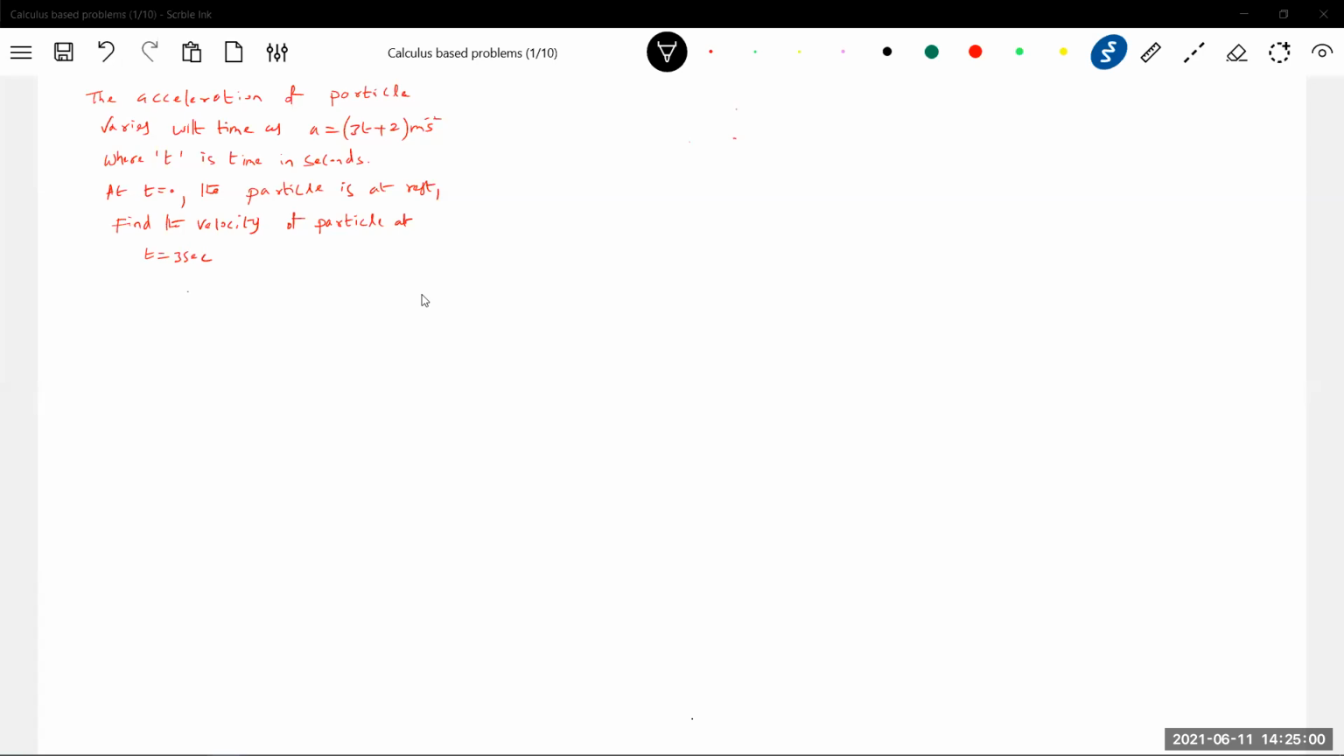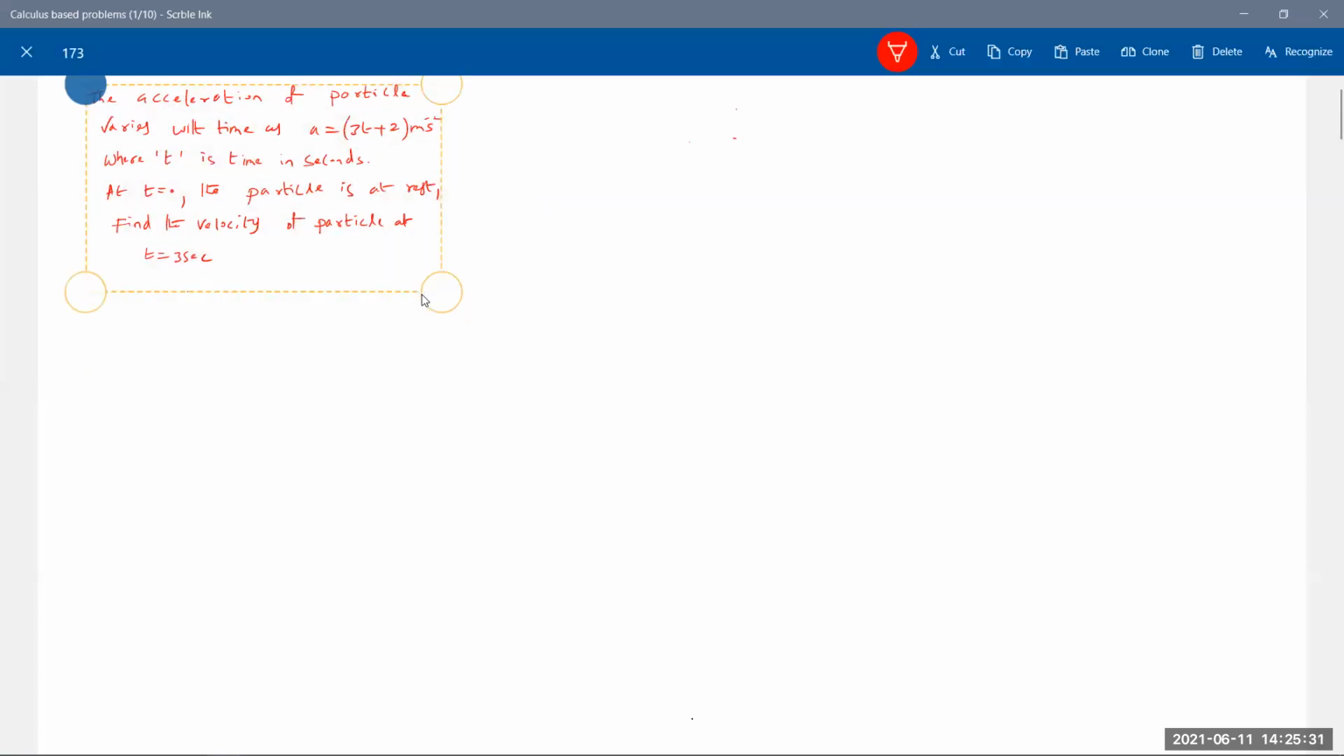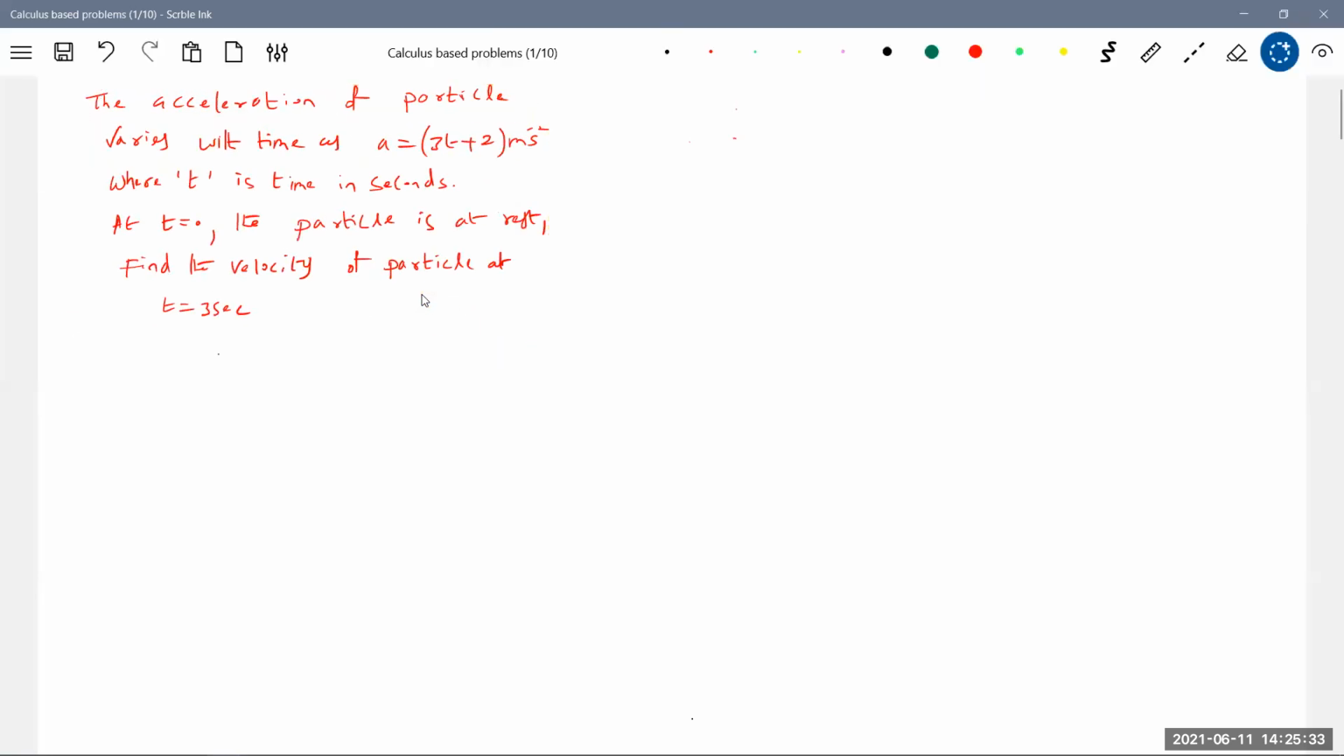So let's directly begin with a situation. It'll be easy for you. The acceleration of a particle varies with time as a equals 3t plus 2 meter per second square, where t is in seconds. At t equals 0, the particle is at rest. Find the velocity of the particle at t equals 3 seconds. So there's a question given. I think this is the first time where the acceleration is going to vary with time. I'll magnify it. You can view it.